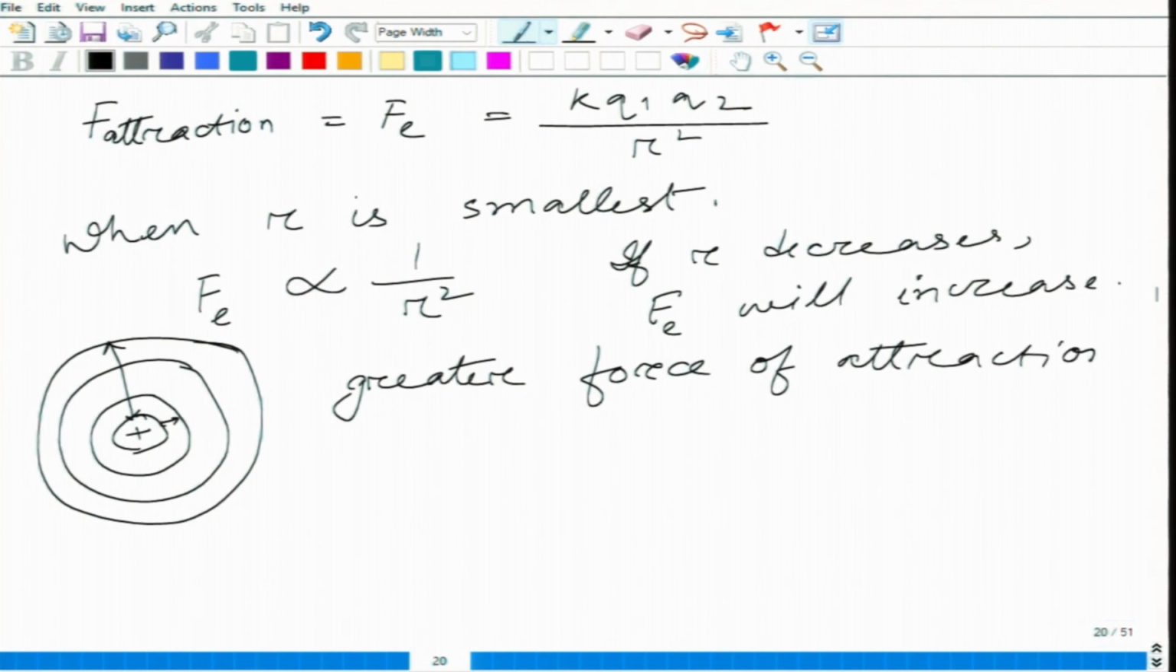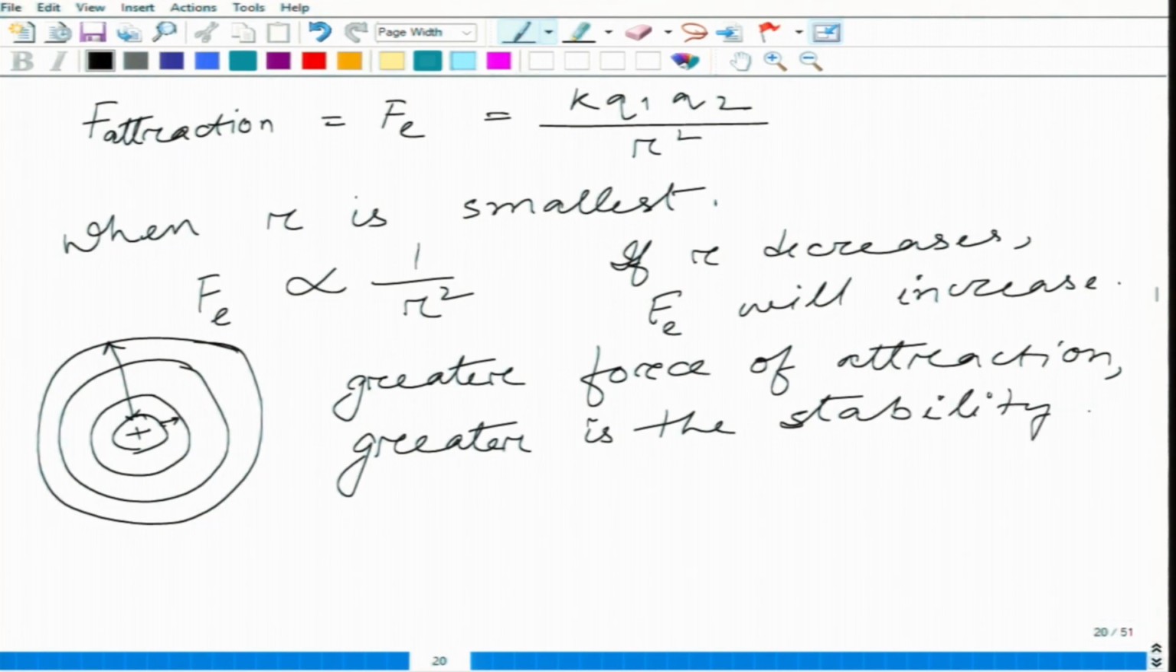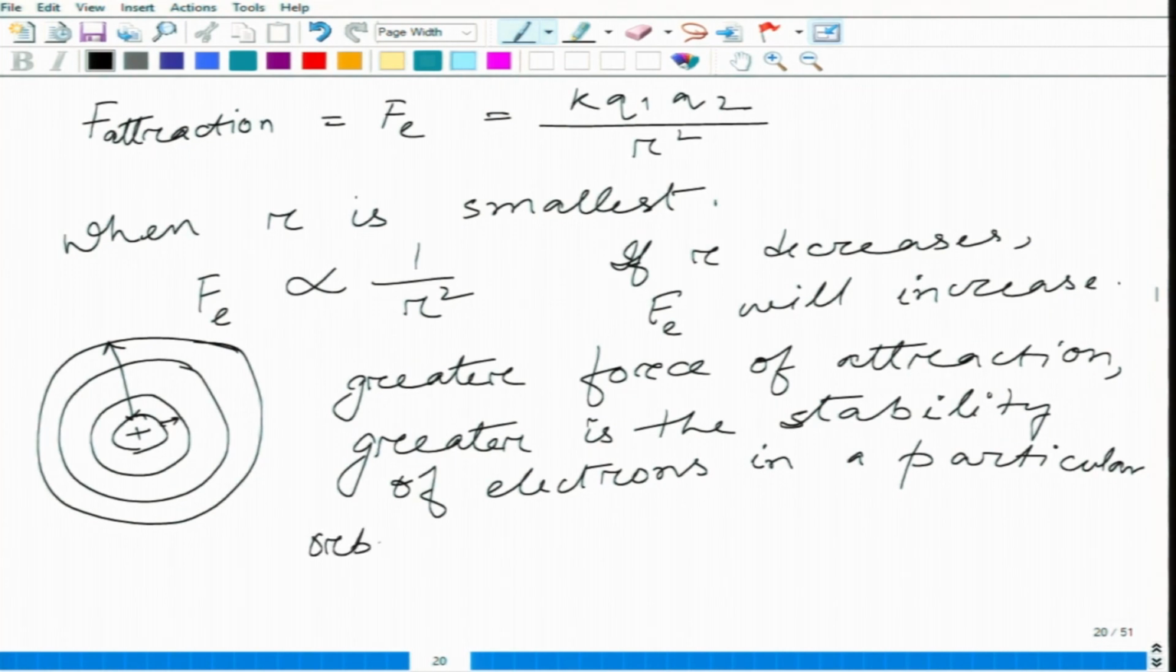Greater force of attraction, greater is the stability of electrons in a particular orbit. Okay. So, the electrons in the orbit which is closest to the nucleus will have the greatest force of attraction.